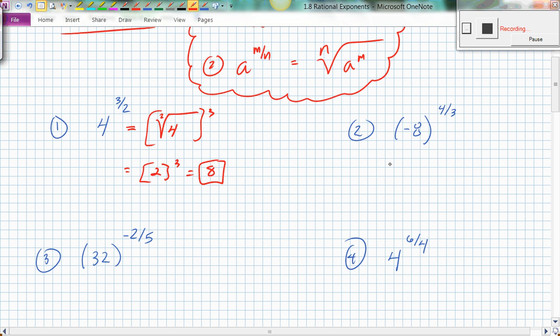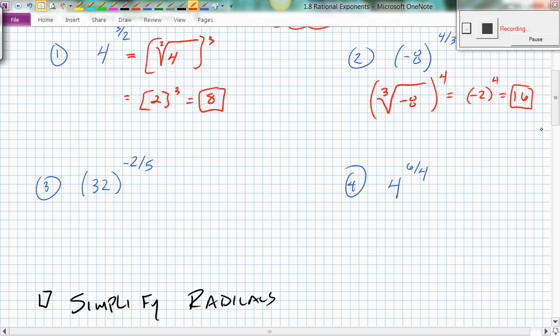Number 2, this is the cube root of -8 all to the 4th power. Now the cube root of -8 is just -2, and -2 to the 4th power is 16. Number 3, since we have a negative exponent, we take the reciprocal first: 1 over 32 to the positive 2/5 power, which is just 1 over the 5th root of 32 all squared. The 5th root of 32 is 2, so 2 squared, and the answer is 1/4.